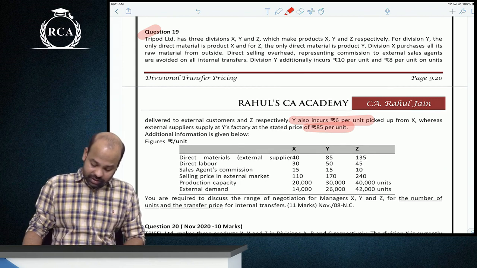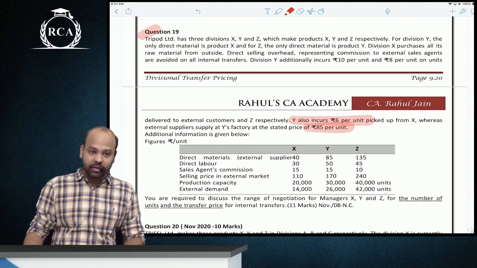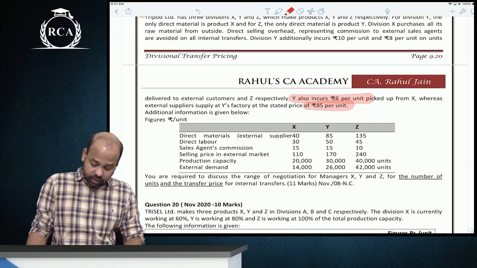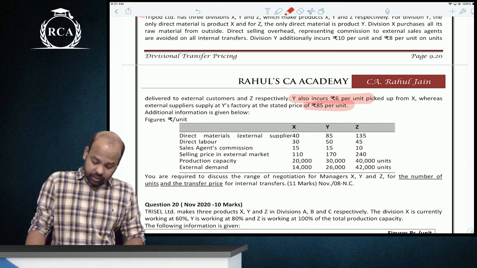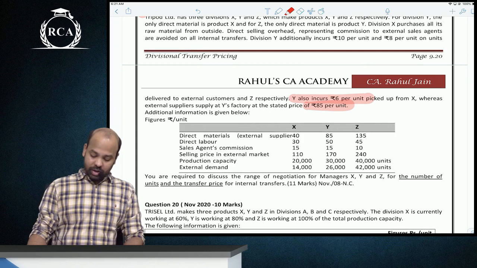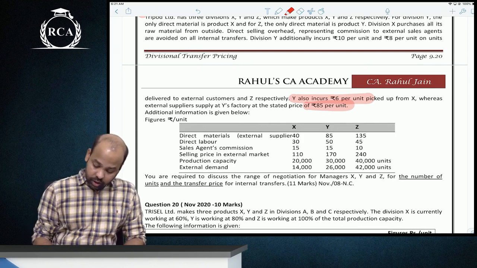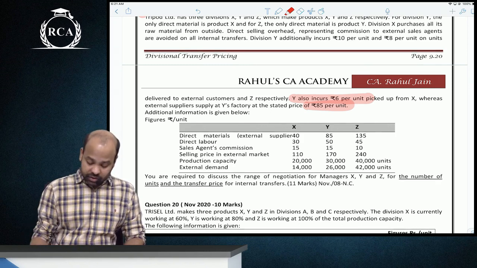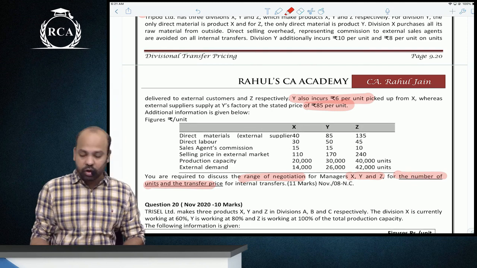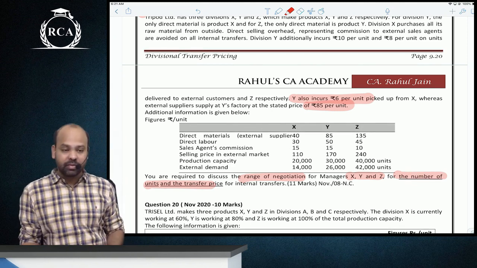Direct materials external supplier price is 40, 85 and 135. Direct labor is 30, 50 and 45. Sales agents commission is 15, 15 and 10. Selling price in external market is 110, 170 and 240. Production capacity and external demand are given. You are required to discuss the range of negotiation for managers X, Y, and Z for the number of units and the transfer price for internal transfers.